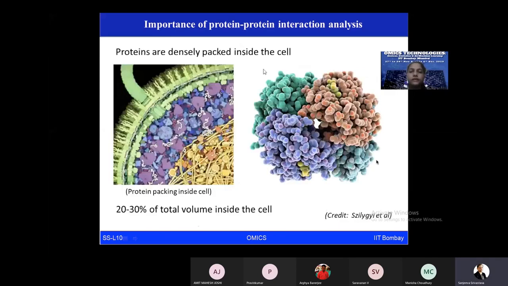The proteins are very densely packed inside the cell. Almost 20 to 30% of the total volume inside the cell is proteins. So we can see how the proteins form complexes with each other. Definitely, when there are so many proteins inside the cell, in many cases it is not that one protein takes up only one function. Several proteins group together and form a complex, and then they take up one function in the body.